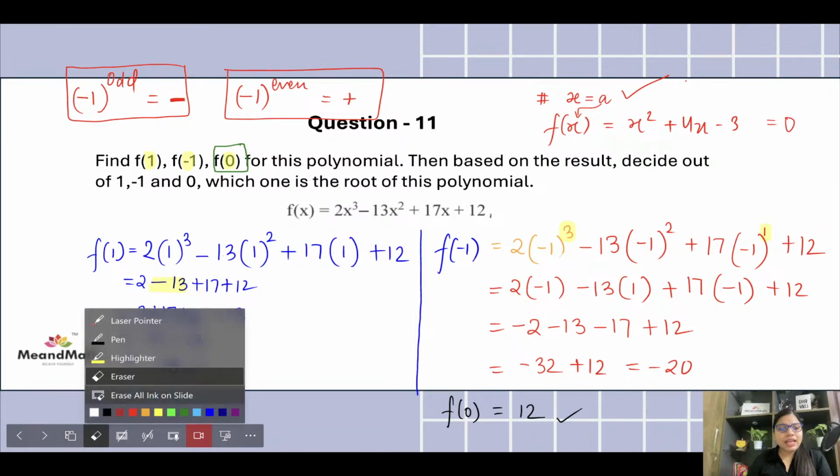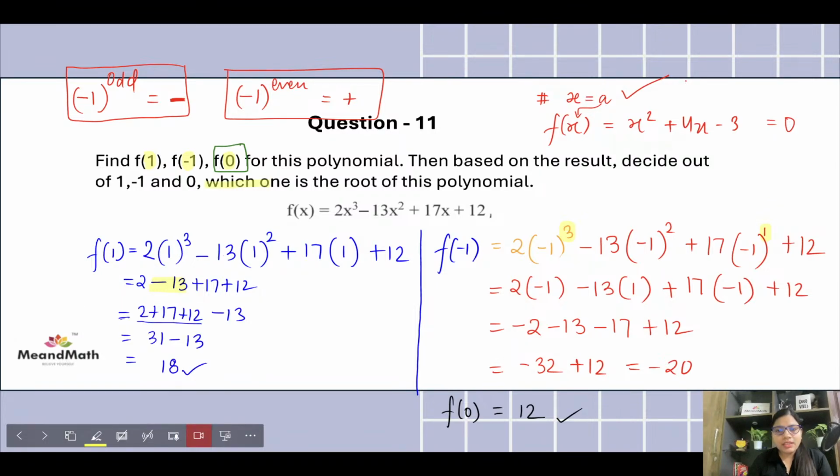Now the question is basically asking which one is the root of this polynomial. Can you tell me whether it's 1, -1 or 0? We have to decide. We are getting right answers from both of you. Nawal, 12 is correct. F1 was 18, I think you both answered 18. That was correct. F -1 was -20, and F naught was 12. So it is correct. And now the question comes, which one is the root of this polynomial?